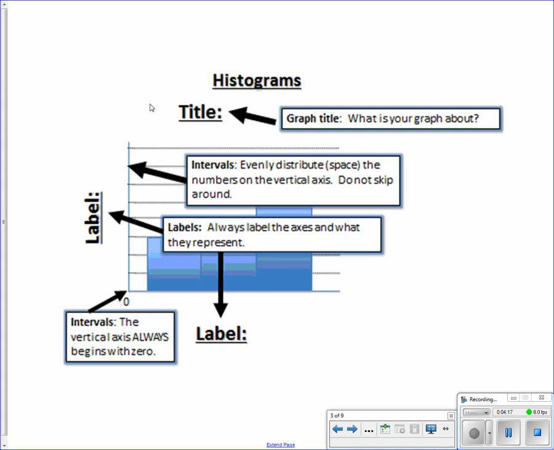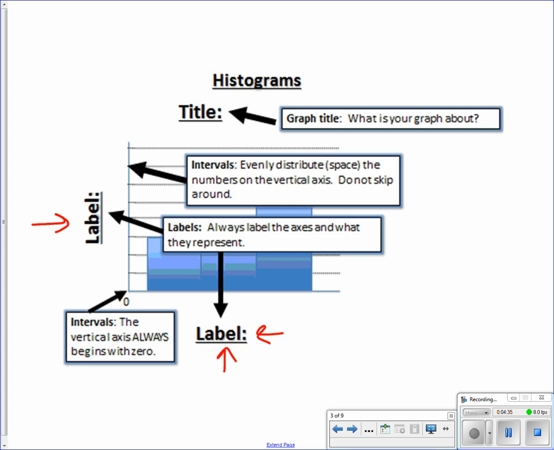The next part that I want to go over is the labels. Okay, I have one label right here, I have another label right there. And the labels are telling us what that category represents. If I start with the label on the bottom here, my horizontal line, that is going to correspond to the categories that I had.